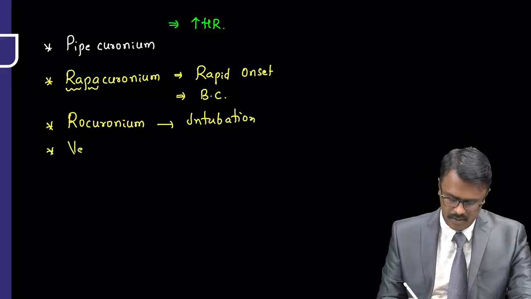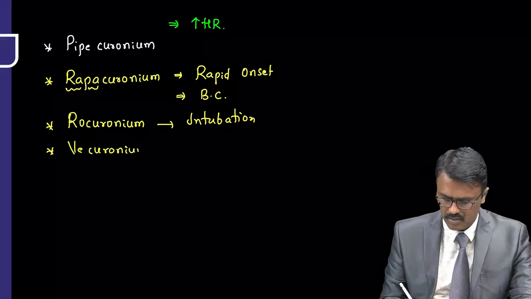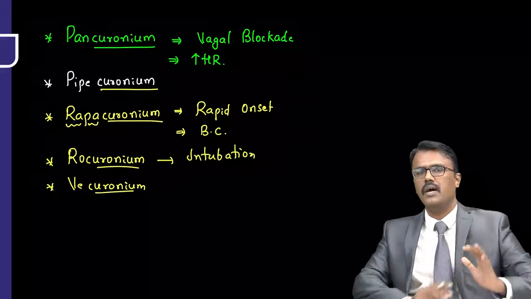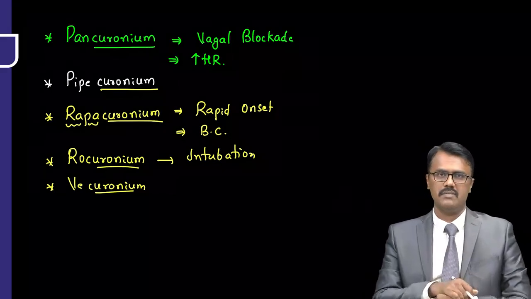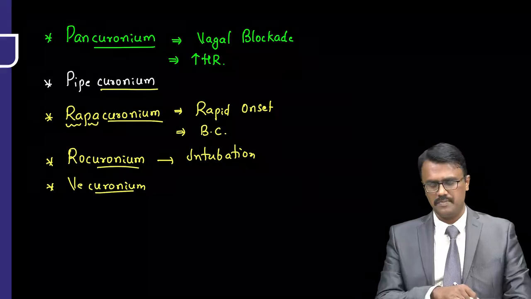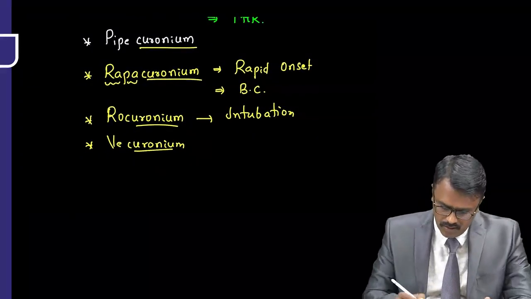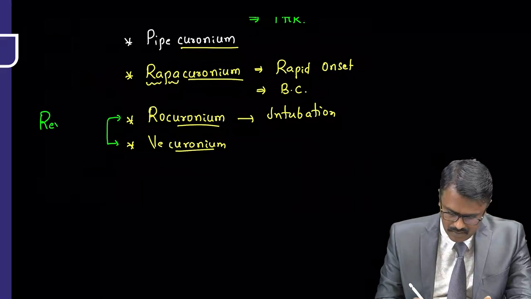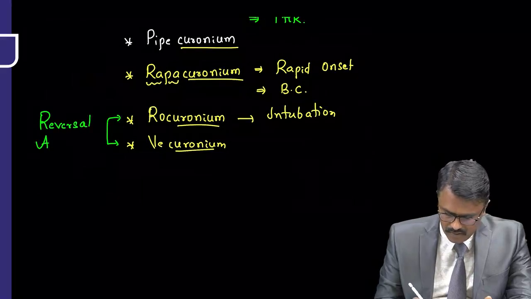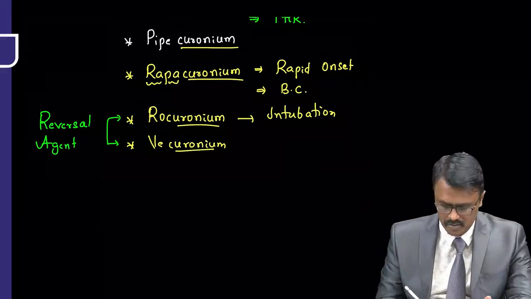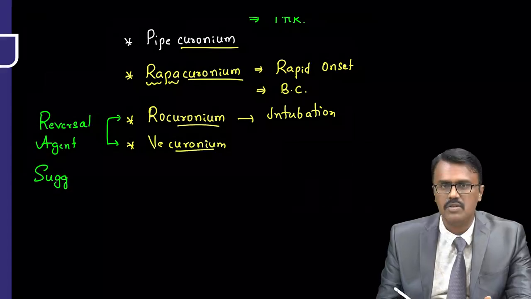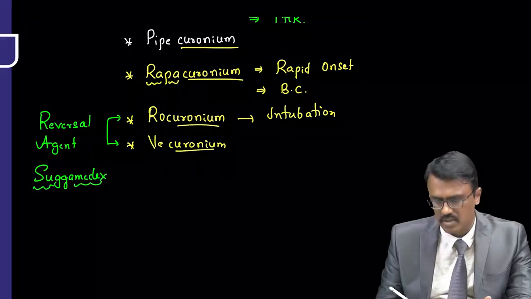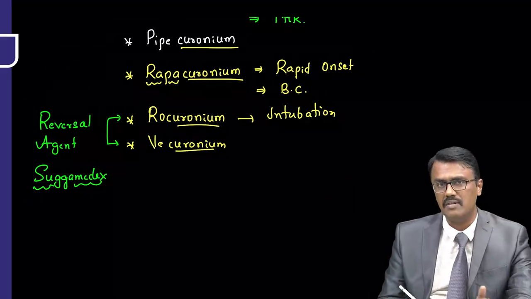Then we have vecuronium. So you can see everywhere it is curonium, curonium, curonium. I told you when you want to reverse this muscle relaxation, we use neostigmine or pyridostigmine. Now, rocuronium and vecuronium, they can be reversed. We have a reversal agent for this. The name of that is called Sugammadex. So that is the best one. It will reverse the muscle relaxation.